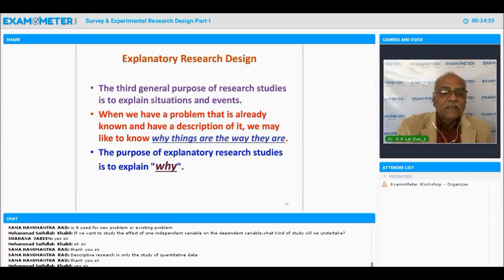Yes, sir. The third type of research design, now we are proceeding. We call it explanatory research design. The third general purpose of research studies is to explain situations and events. When we have a problem that is already known and have a description of it, we may like to know why things are the way they are. So the purpose of explanatory research studies is to explain why.